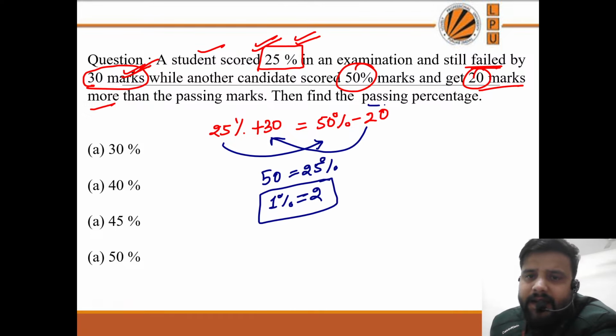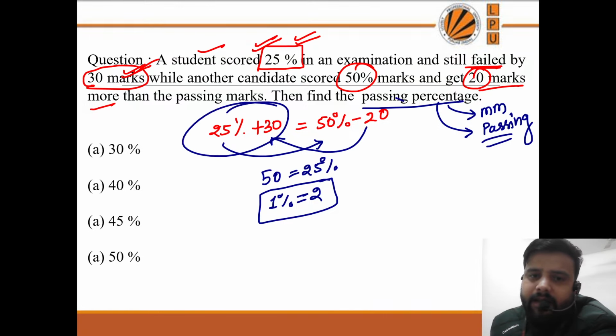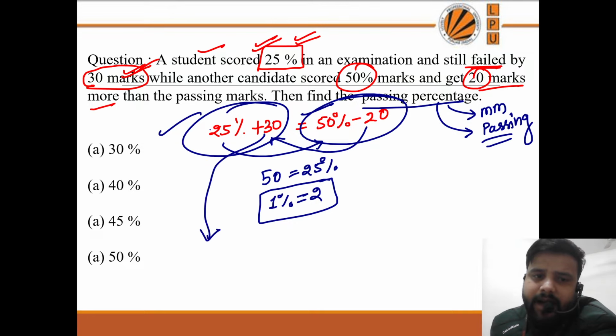But the question is asking you passing marks. Sorry, passing percentage. For passing percentage, what should you know? Maximum marks as well as passing marks in numeric terms. Or you can do it from here only. Both are passing marks. So if you convert these numbers into percentage, you can directly arrive at passing marks.